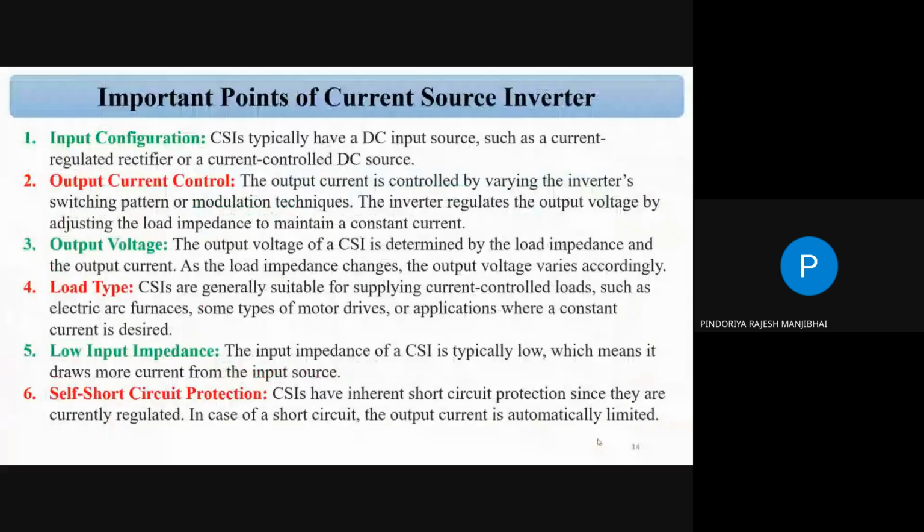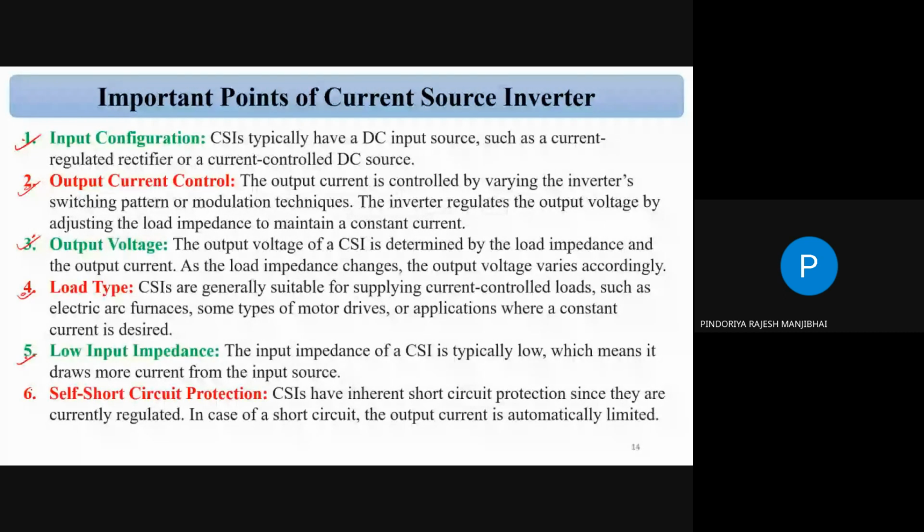So, what type of parameters? There is the input configuration, output current, and output voltage. We have to control the output current as well as the output voltage. Load type, which type of load we have to connect: inductive load, capacitive load, or resistive load. Whenever there is a motor, we can say there is an inductive load, correct? Because we have a coil, the stator coil.